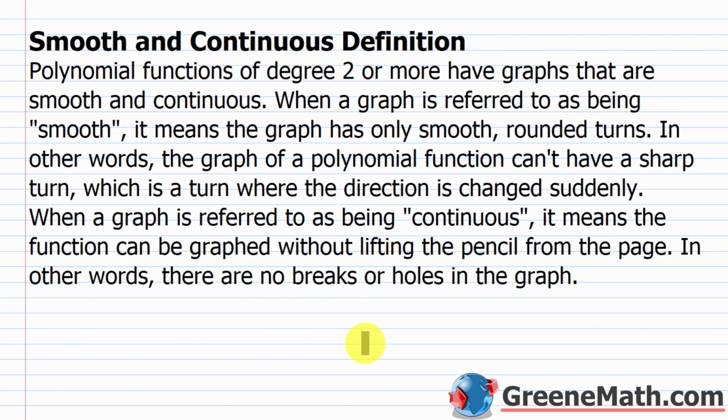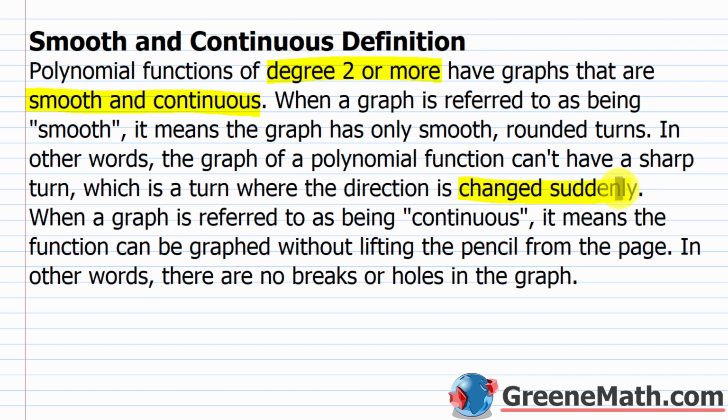All right, now let's get into graphing a polynomial function that's not a monomial, so something where we can't just use graphing transformations. And to do that, we need to understand what we're talking about when we say smooth and continuous. So we have the smooth and continuous definition. Polynomial functions of degree 2 or more have graphs that are smooth and continuous. When a graph is referred to as being smooth, it means the graph has only smooth, rounded turns. So in other words, the graph of a polynomial function can't have a sharp turn, which is a turn where the direction is changed suddenly.